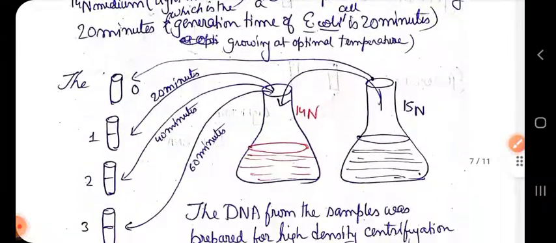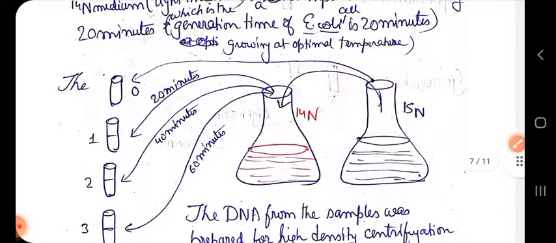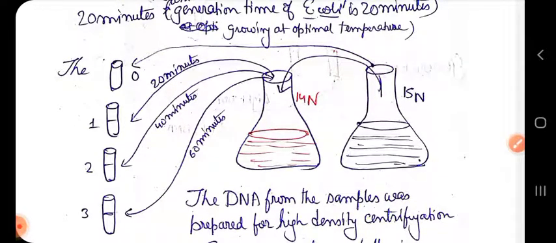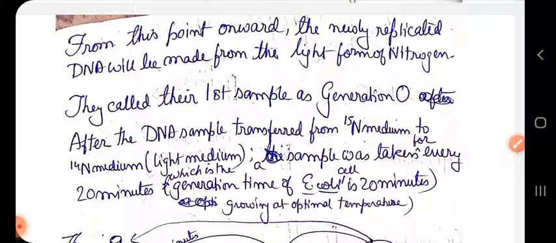As we have transferred this culture to the N14 medium, after every 20 minutes we will isolate a sample from that N14 medium and check it. We isolate the DNA sample, add cesium chloride, and make it ready for the centrifugation process, and we check the density of the DNA. From this point onward, the newly replicated DNA is made from the light form of nitrogen.